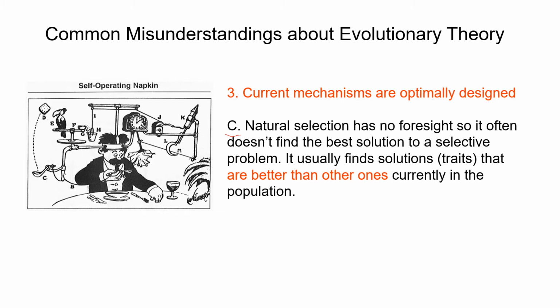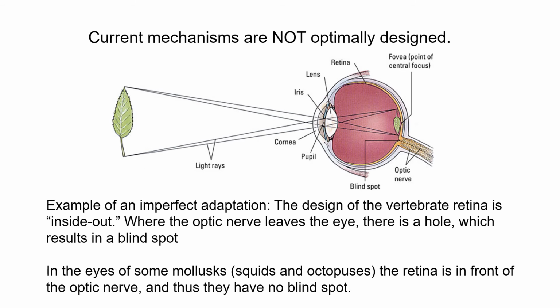Let's look at a couple examples of that. First is the human eye, and not just the human eye, the vertebrate eye. So the vertebrate eye, all vertebrates, all things with backbones have this type of eye. Some of them have variations on it, some of them have lost it, but basically all things with backbones have this eye, and the eye that we have as humans is basically inside out.